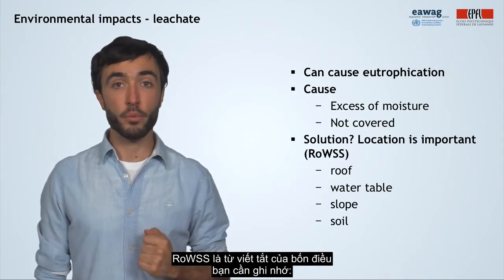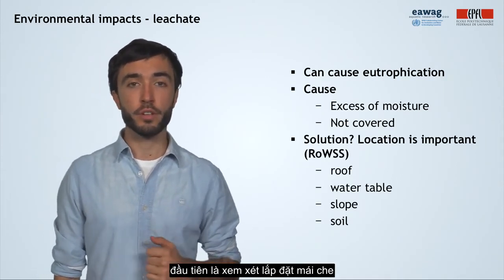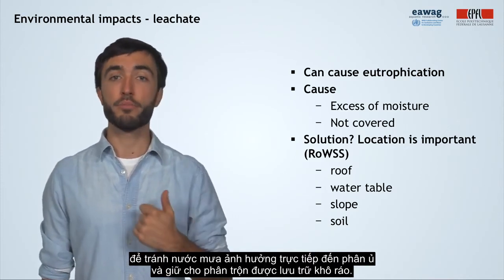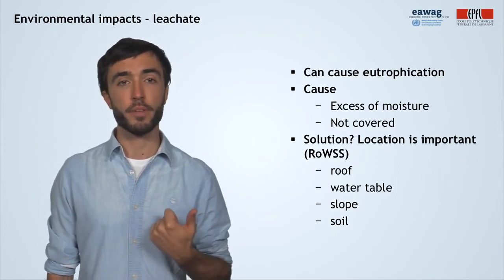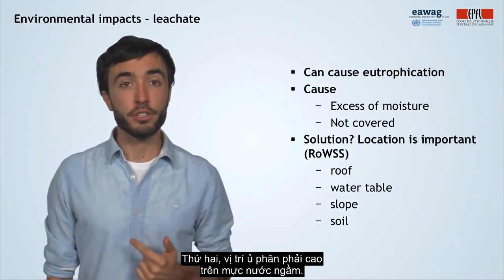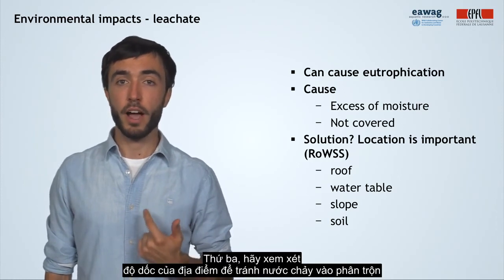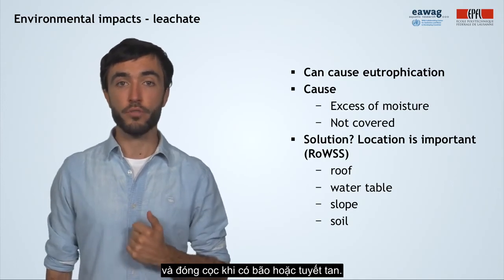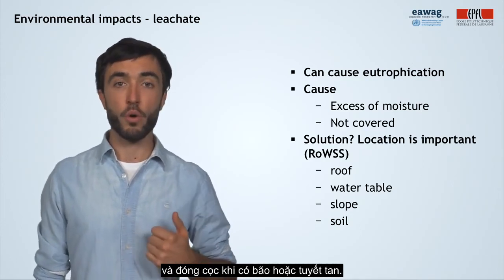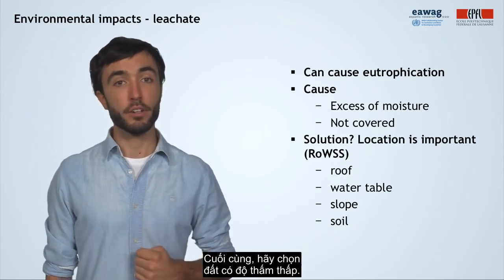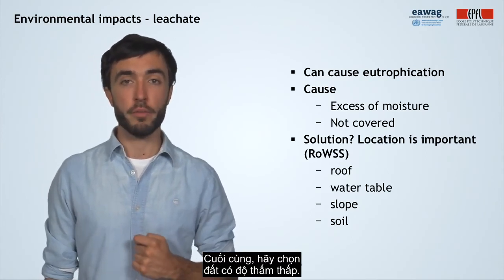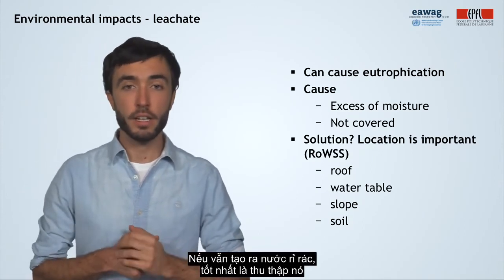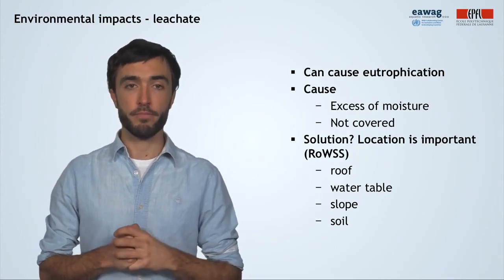ROSE is the acronym that will help you remember the 4 things you need to keep in mind. First, consider providing roofs to divert precipitation and keep stored compost dry. Second, the site should be several feet above the seasonally high water table. Third, consider the slope of the site in order to avoid water running into the compost piles during storms or snowmelt. And last but not least, choose a soil with low permeability. If leachate is still generated, the best option is to collect it and moisten the piles with it.